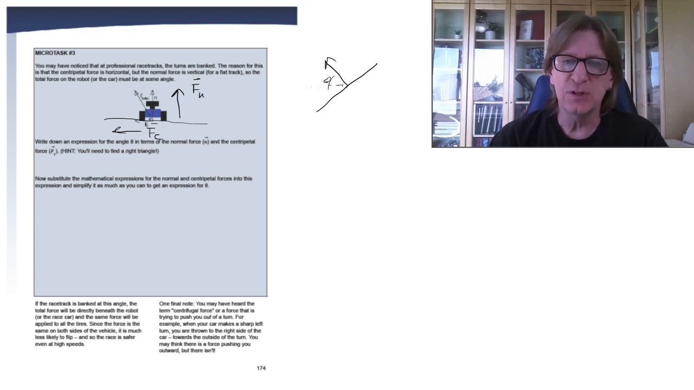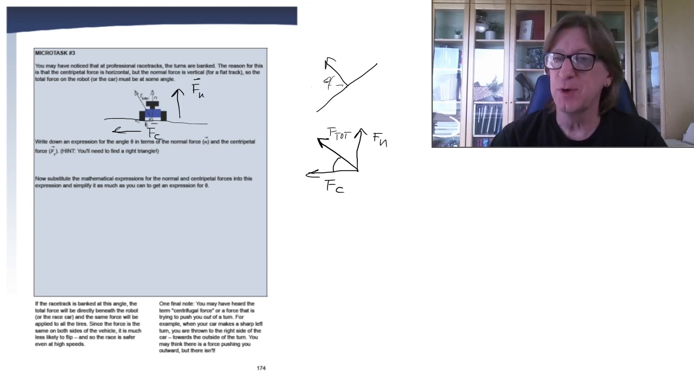So let me just draw it over here. So here's my centripetal force, and here's my normal force, and here's my total force. And so we want to know, let's go ahead and measure it from the horizontal, since that's the way that makes the most sense. I want you to come up with an expression for that angle theta. And we give you the hint that you're going to need a right triangle. So we're going to need to slide one of these. Pause the video, work it out. Give me an expression for the angle in terms of the normal force and the centripetal force.